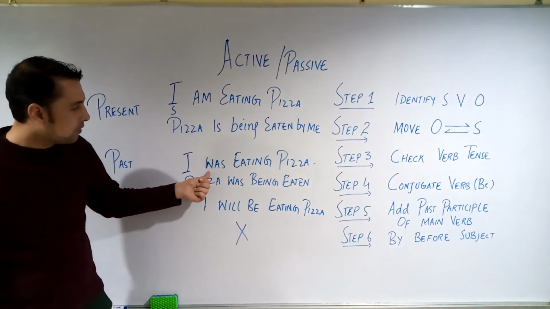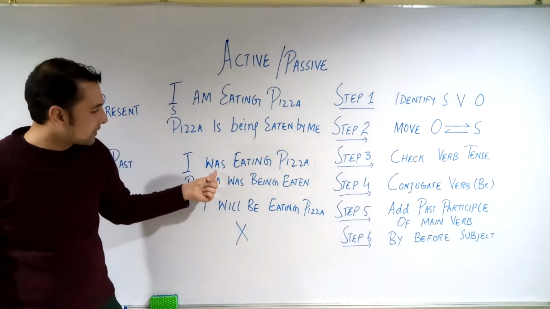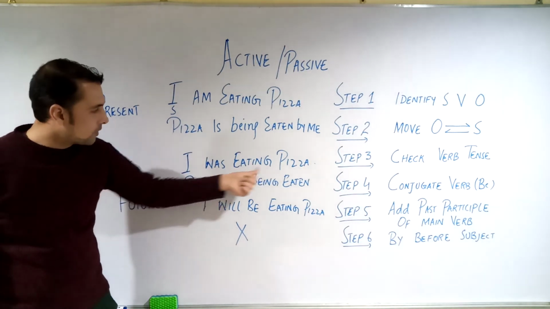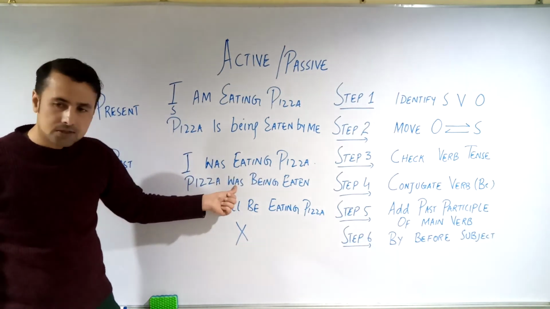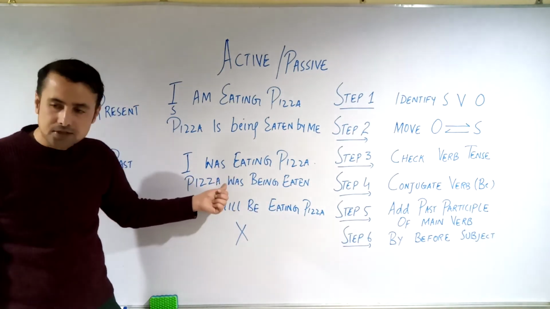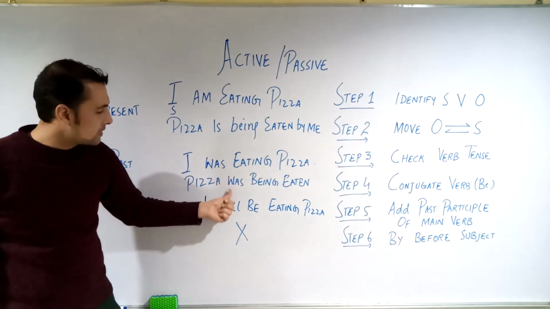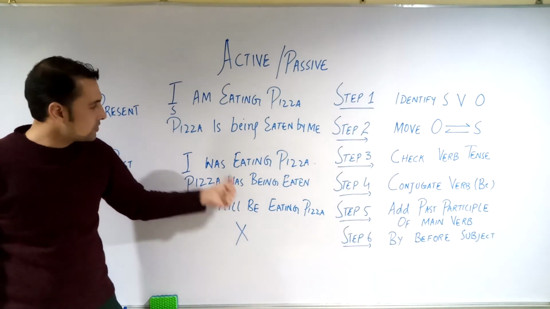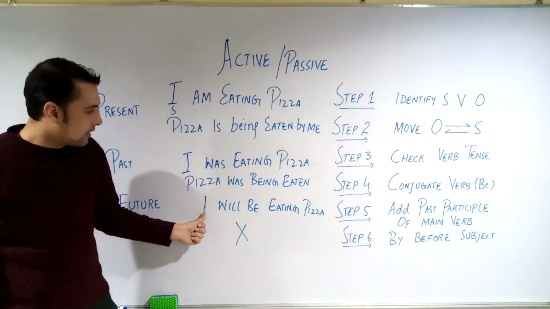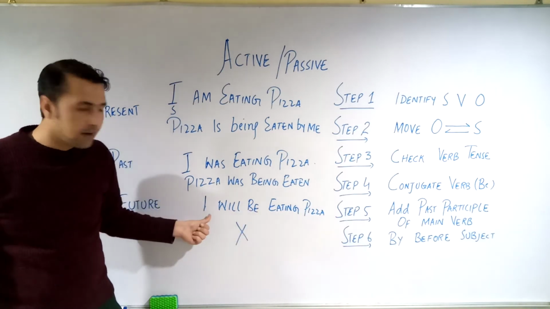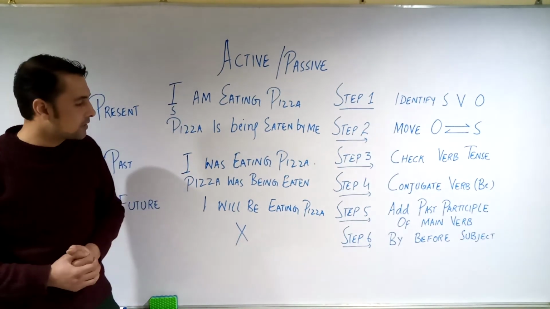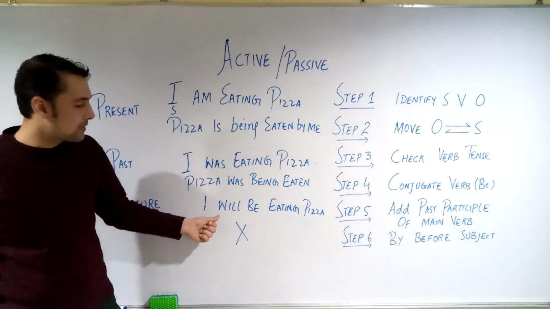Likewise, I was eating pizza. Now again, there is only a difference of is and was. What I would do, pizza was being eaten by me. So here we are having a change of the be form, which is was in case of past continuous, is being eaten in case of present continuous. I will be eating pizza. Now, this is not possible. Future continuous along with all perfect continuous cannot be changed into passive voices.